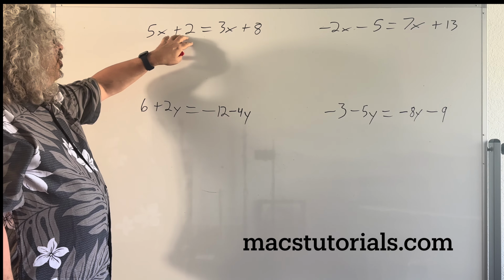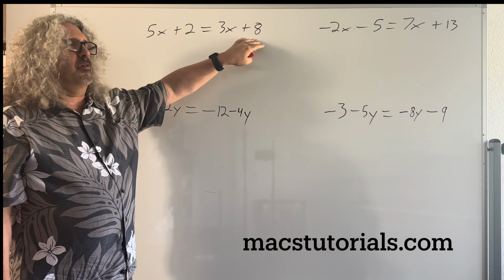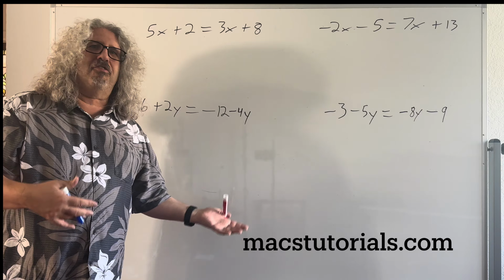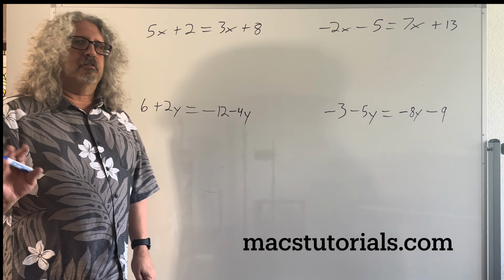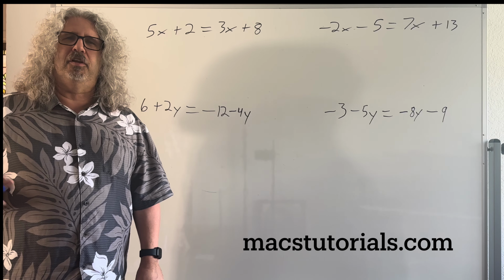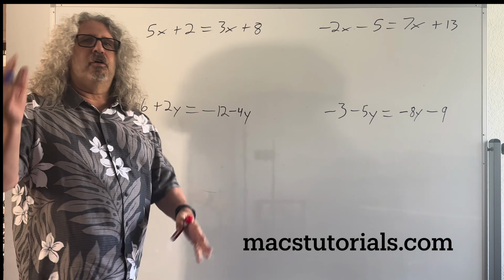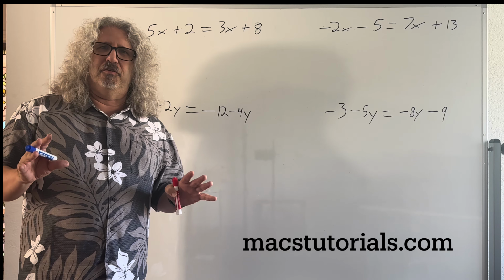Here I have an x, here I have a number, here I have an x, here I have a number. Which one is the letter side, which one is the number side? How do we handle these? Well, don't freak out too much because you'll notice you actually have a lot of choices. It's just rearranging. We're just rearranging the furniture a little bit, okay?